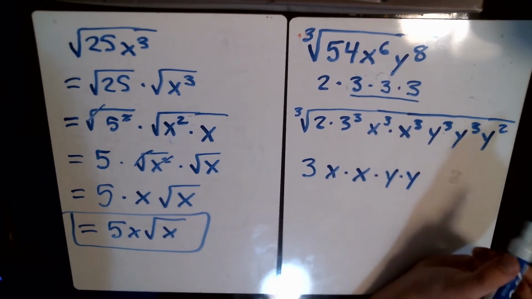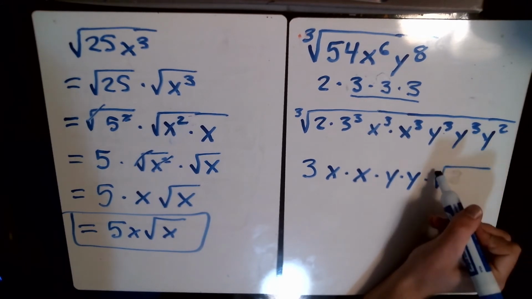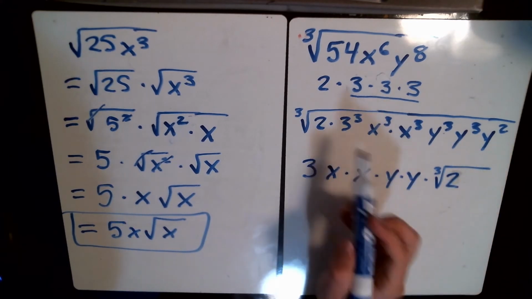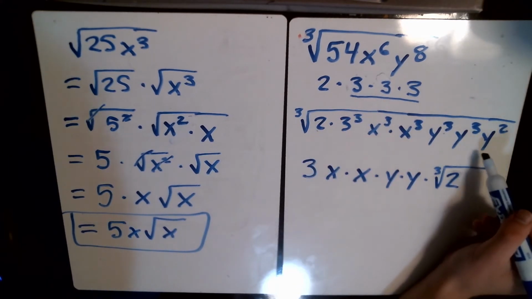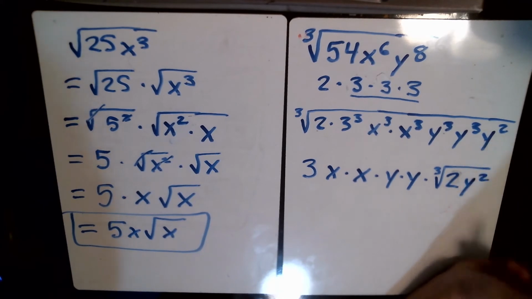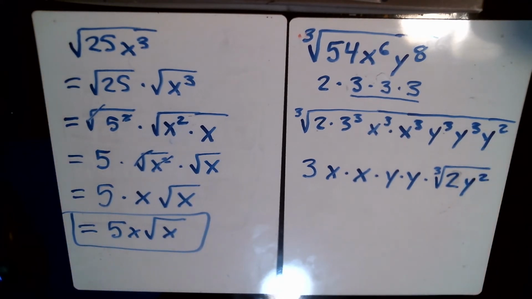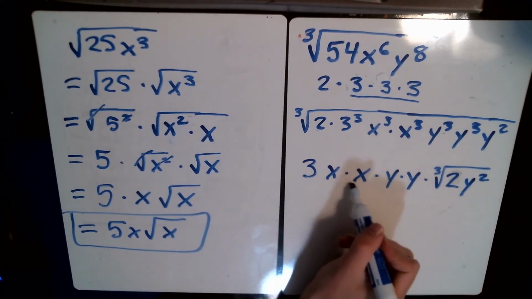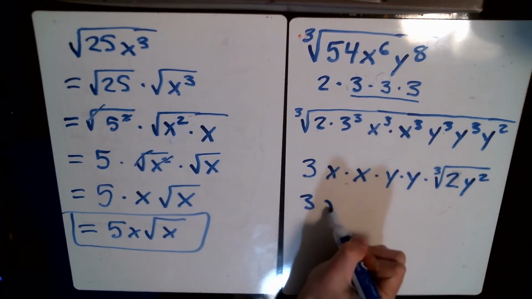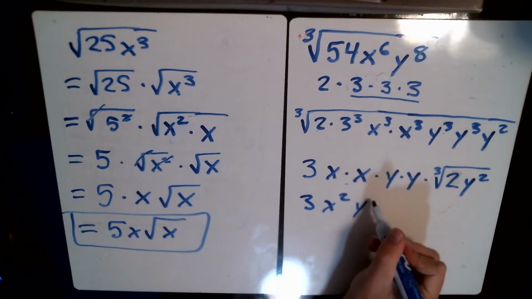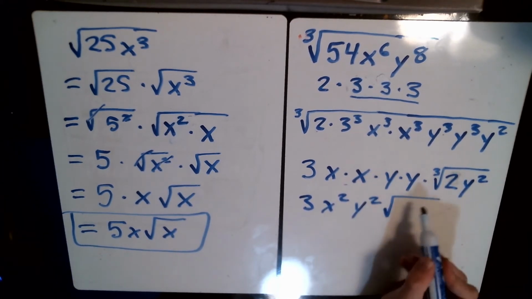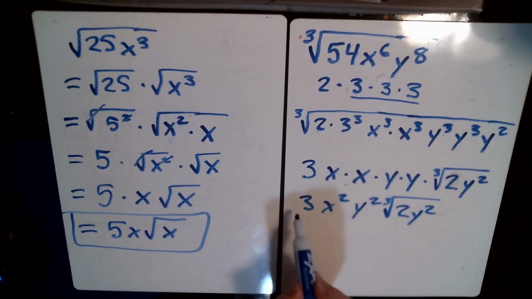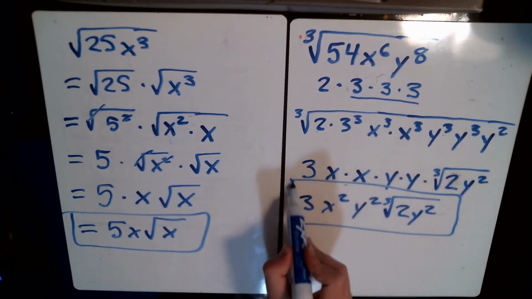And then the stuff that's left under the cube root, that doesn't have a perfect cube on it, there's a 2 in there still from right there. And there is a y squared right there. Okay. So I could simplify this a little bit because we've got 2 x's there, so that would just be x squared. 3x squared y squared times the cube root of 2y squared. And that's as simple as we can go.